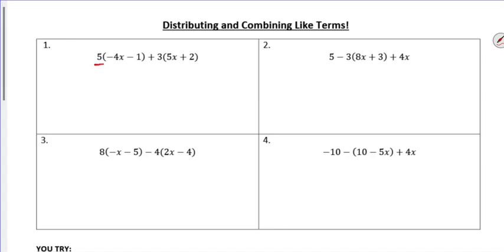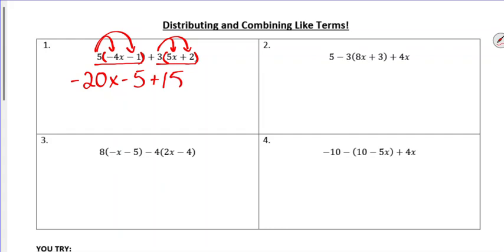On this first one, I have these two expressions where I'm going to distribute twice. I'm going to take that 5 and distribute into the first set of parentheses. Keep in mind the parentheses end there, so 5 is just multiplied times -4x, and then the -1. 5 times -4x is -20x. 5 times -1 is -5. And then separately, I have the 3 that's waiting outside this set of parentheses. That's also going to get distributed. 3 times 5x and 3 times 2. 3 times 5x becomes 15x. 3 times 2 becomes 6.